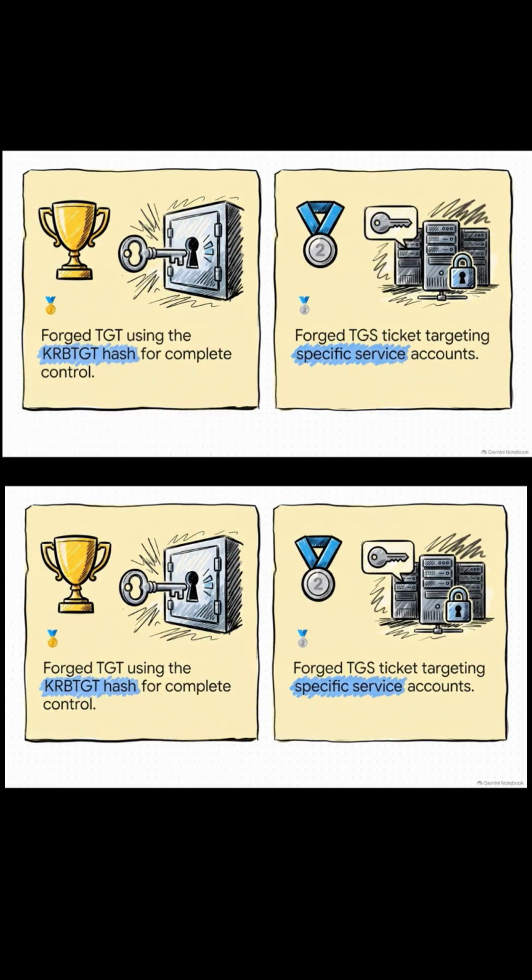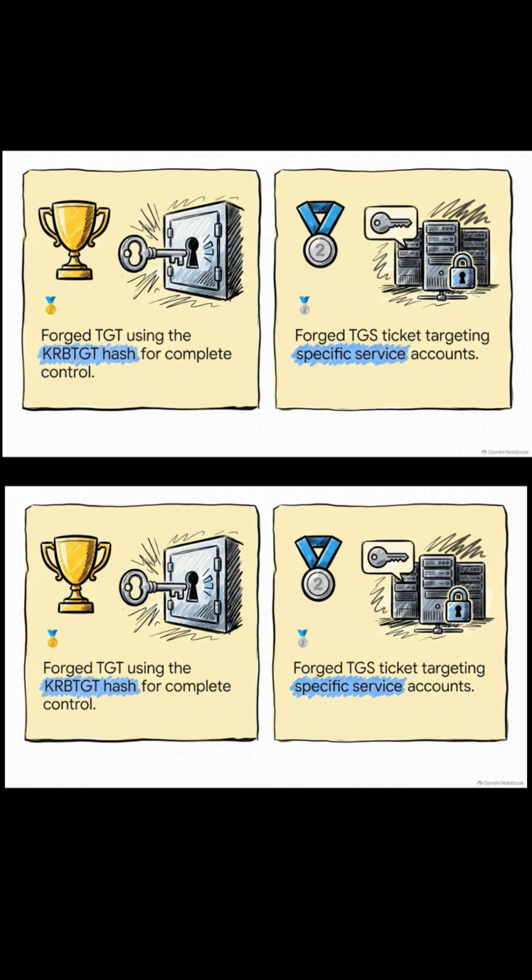Now, when we talk about maintaining access in a Microsoft Active Directory environment, it is all about tickets. And there is a massive distinction here that you absolutely must burn into your brain for test day. A golden ticket attack means stealing the password hash for the domain's central KRBTGT account. If you have that hash, you can forge a ticket granting ticket, a TGT, which gives you untethered, complete administrative control over the entire domain.